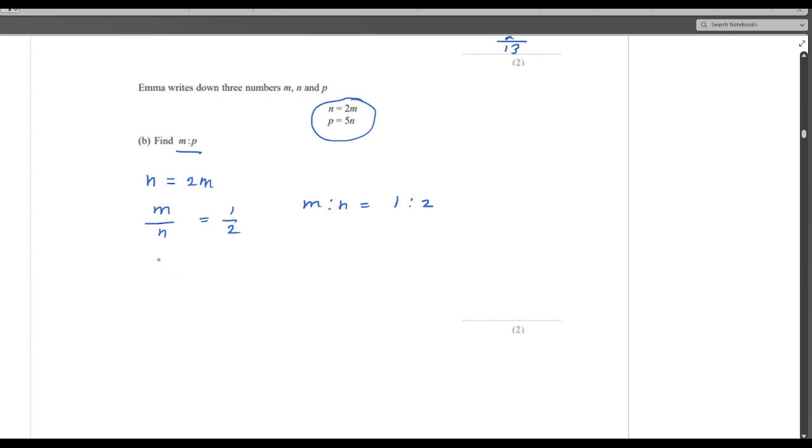And second, your N ratio P, your P is given as 5N, so N divided by P will be equal to 1 divided by 5. So your N ratio P is equal to 1:5. Now here the component N is 2 and here the component N is 1. So to make it 2, I will multiply by 2. So it becomes 2 ratio 10. So finally your M ratio N ratio P is 1 ratio 2 ratio 10. So if I want to write M ratio P, here M ratio P is 1 ratio 10.